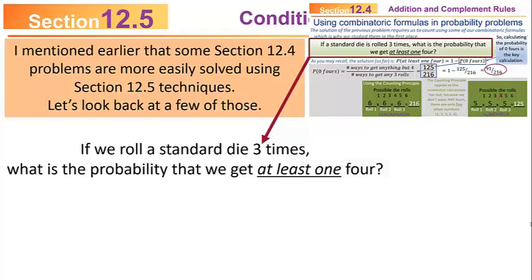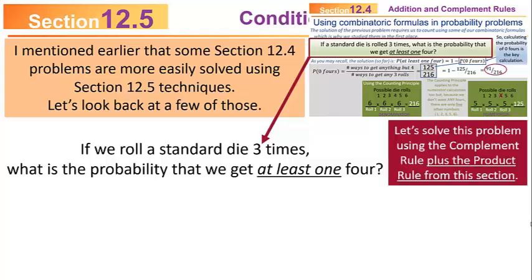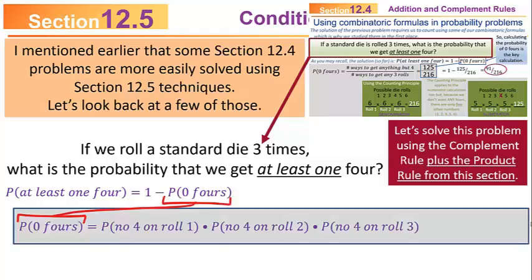Instead of solving it the way I did in section 12.4, I want to solve it using the complement rule, which we did use in section 12.4, combined with the product rule for probability that we covered in this section. I think you'll find this much easier. To do that, I start off with the complement rule just as before. In this case, the probability of getting at least one 4 is 1 minus the probability of not getting any 4s, or getting 0 4s. Now, the probability of getting 0 4s is the key to this whole calculation, because once we get that, we just say 1 minus that and we'll have the answer we're looking for.